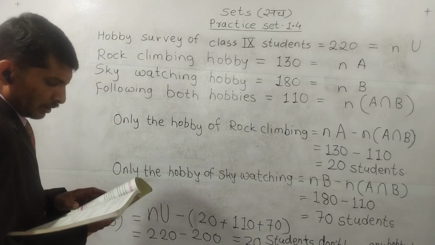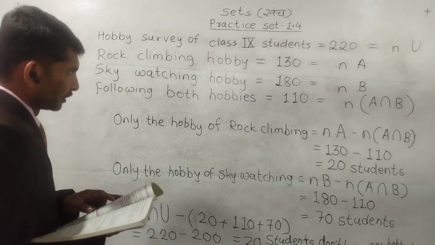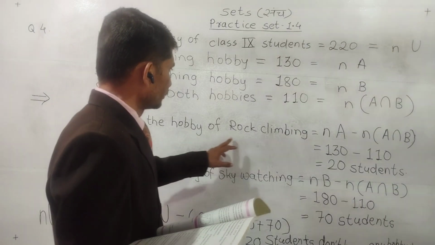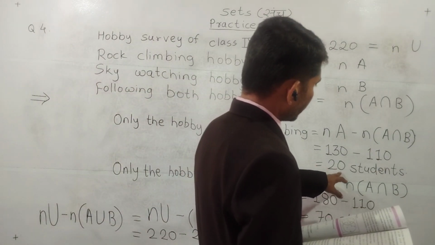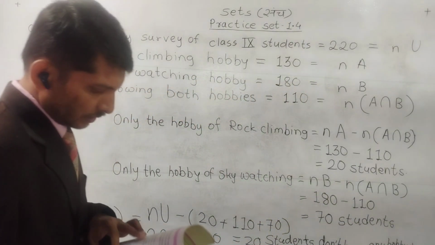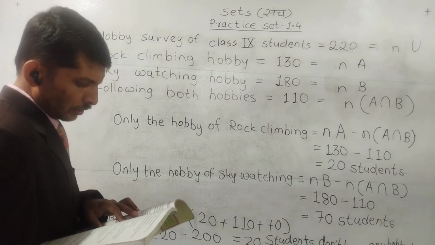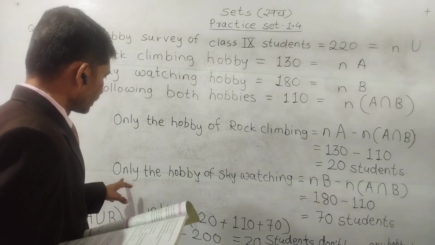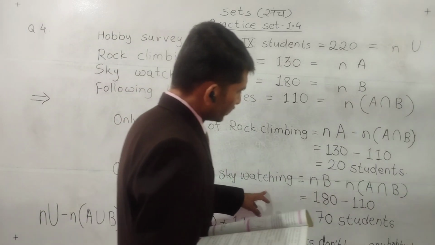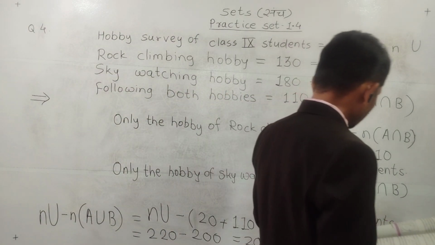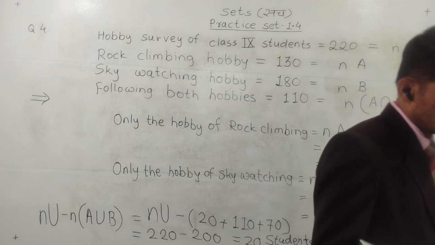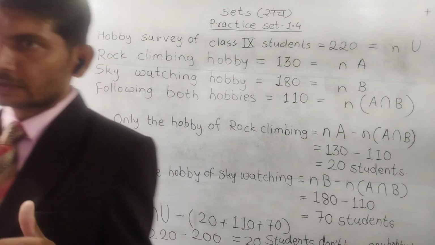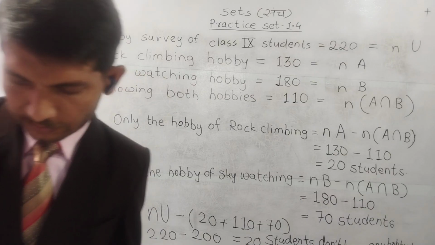Then, how many of them follow the hobby of rock climbing only? Only the rock climbing hobby having students are 20 students. Okay, and next, how many students follow the hobby of sky watching only? Okay, so that also we have calculated here. Only the hobby of sky watching, only in that set, only 70 students are coming. So write down this answer. I will give you 1 minute.